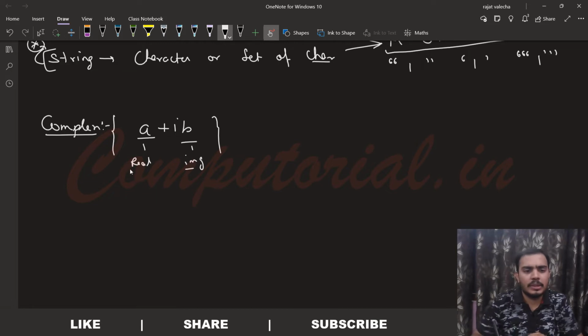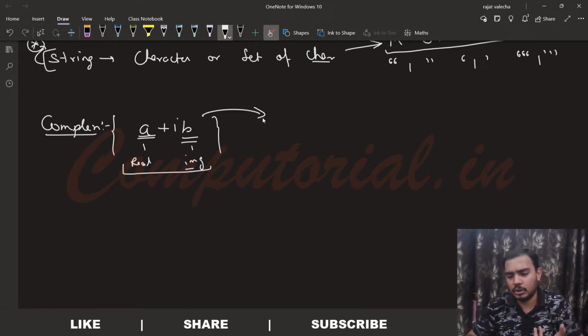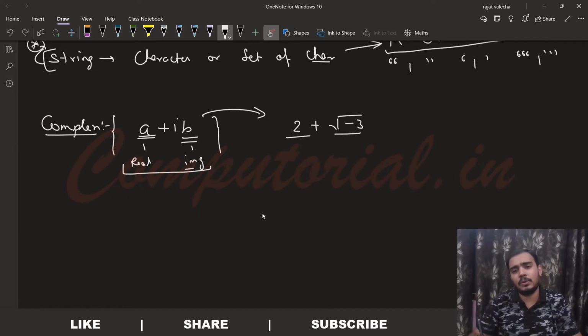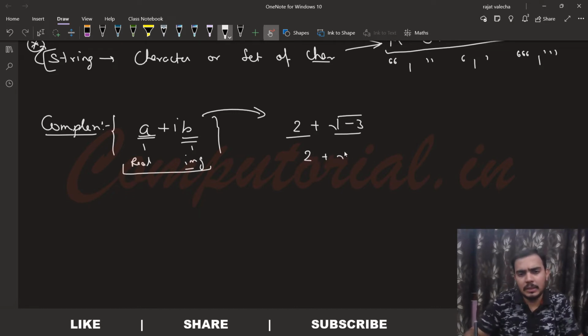Okay, so these complex numbers have two values, real value and imaginary value. Let's assume you were calculating the square root of any number, and the answer that you have got is something like this: 2 plus under root minus 3. Now this kind of value that we have got just now can be written in the form of a complex number. We can say that this value is 2 plus under root 3 i.